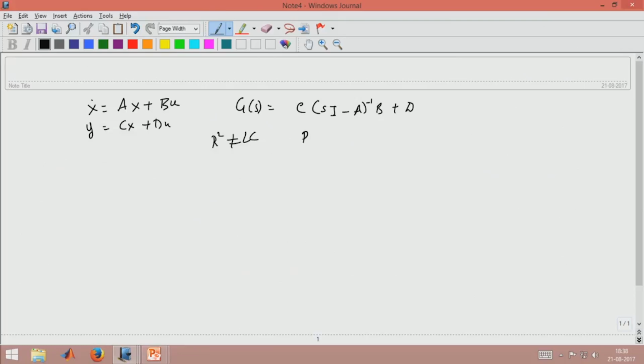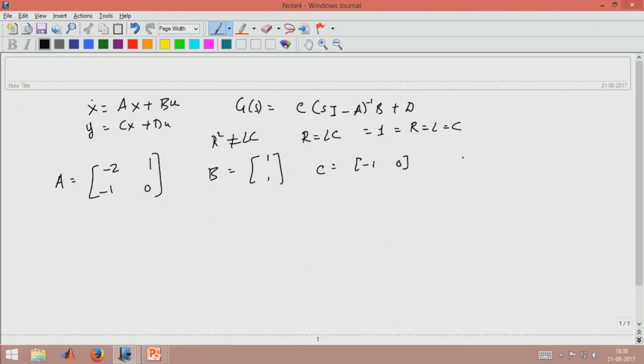So, let us be notorious and say, well, what happens if R square equals LC, and say everything is equal to 1. So 1 is R, 1 is L, 1 is C. So the system violates the controllability condition. In that case, my system matrix A becomes minus 2, 1, minus 1, 0, B is 1, 1, C is minus 1, 0, and D is 1.